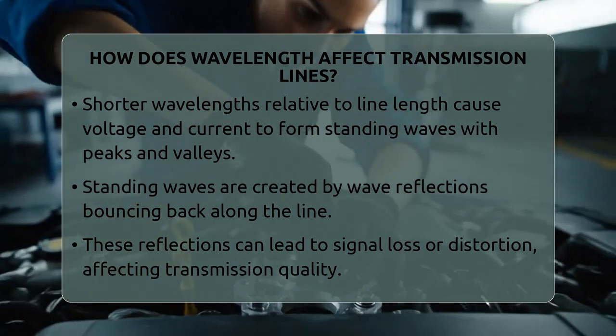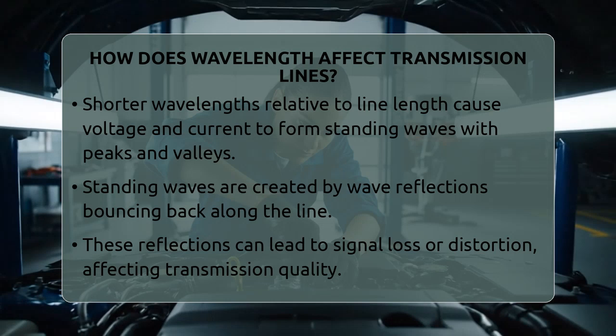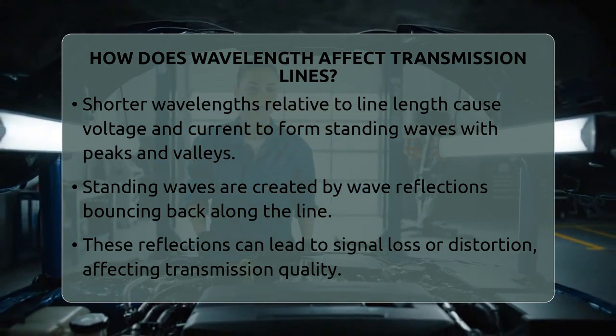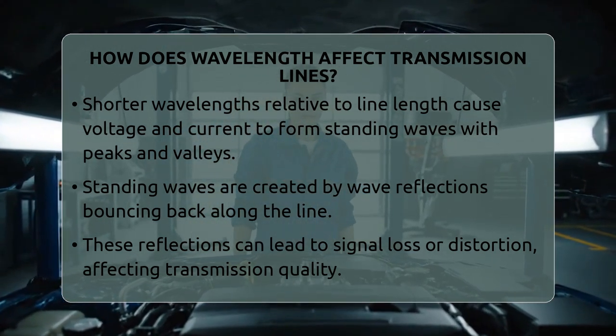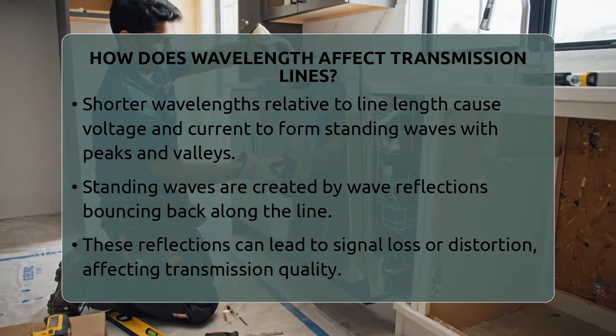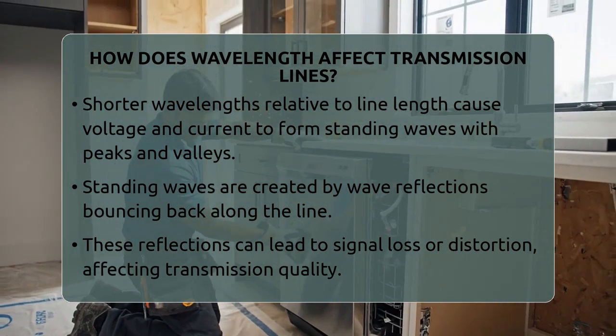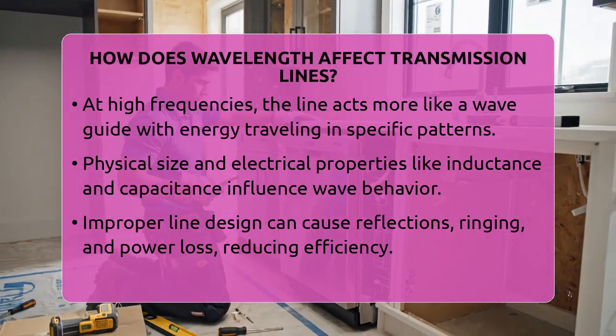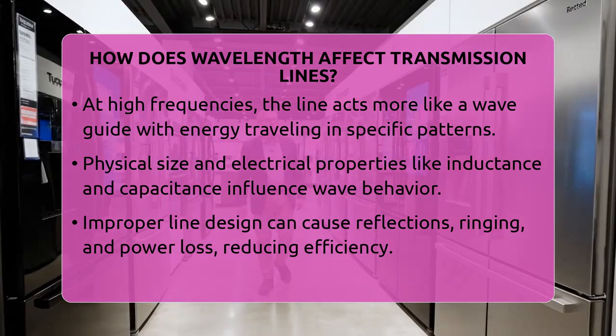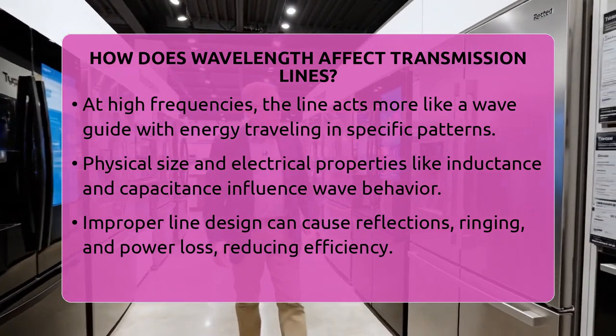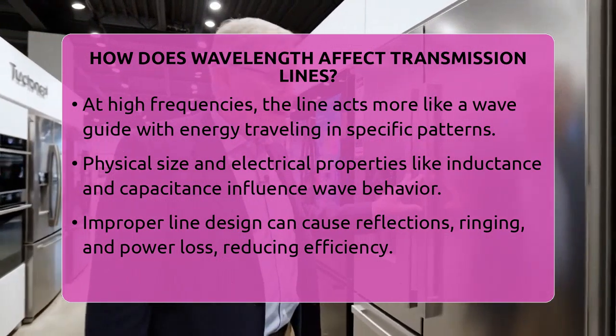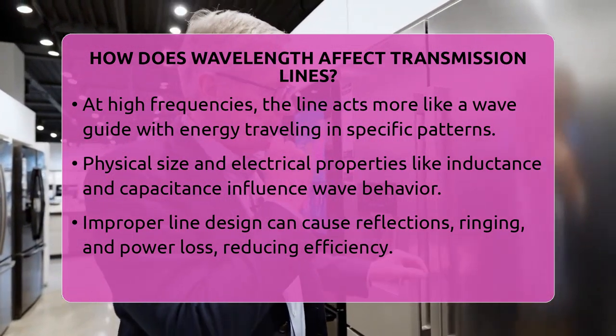This is especially true for high-frequency signals used in communication systems or control signals in power grids. The physical size of the line and the electrical properties, like inductance and capacitance, influence how the wave moves. If the line isn't properly designed, reflections can cause ringing or power loss, which reduces efficiency.